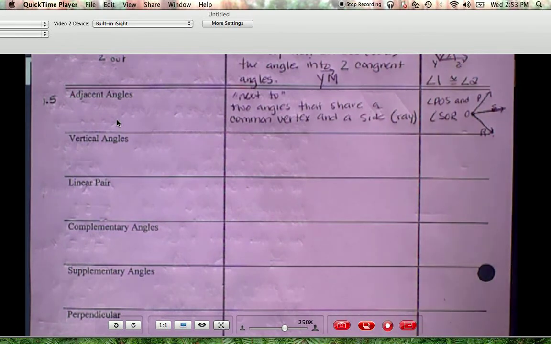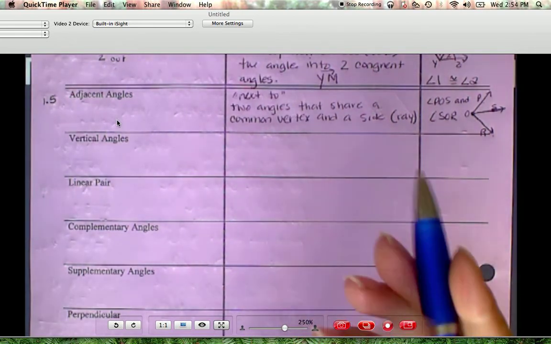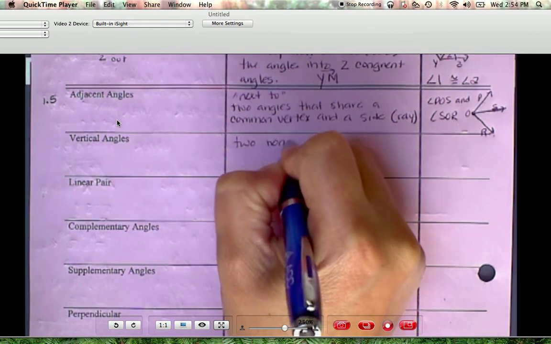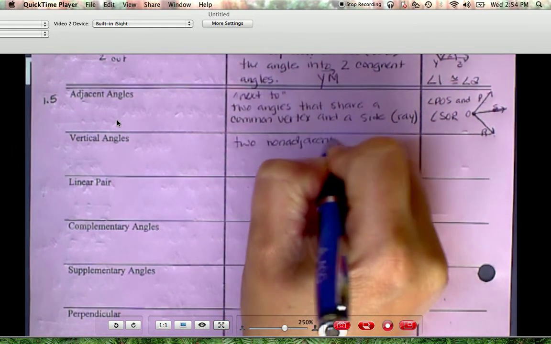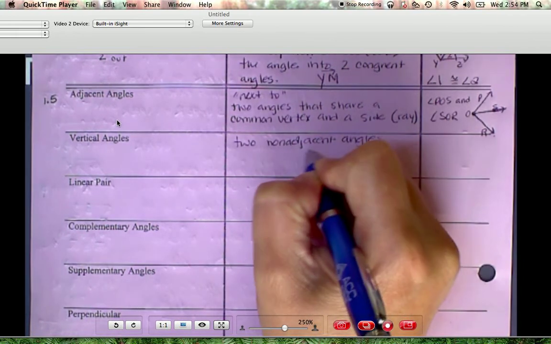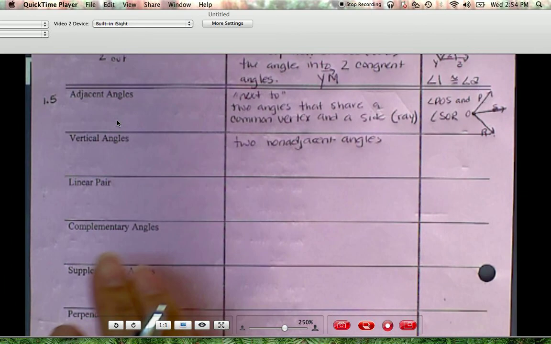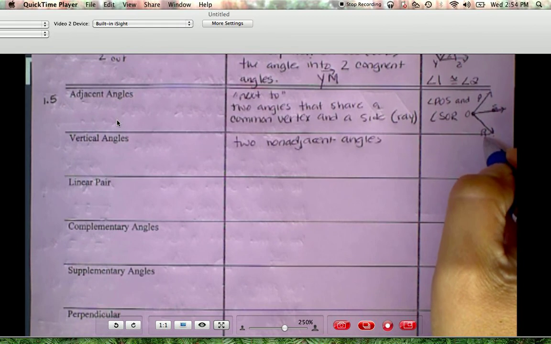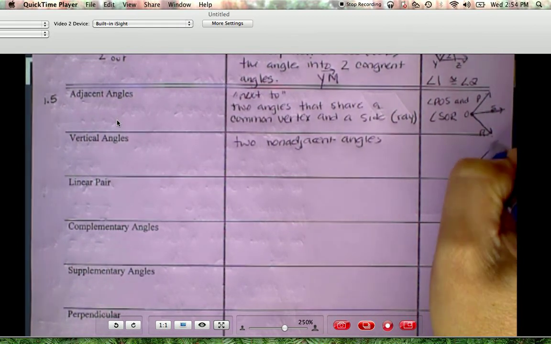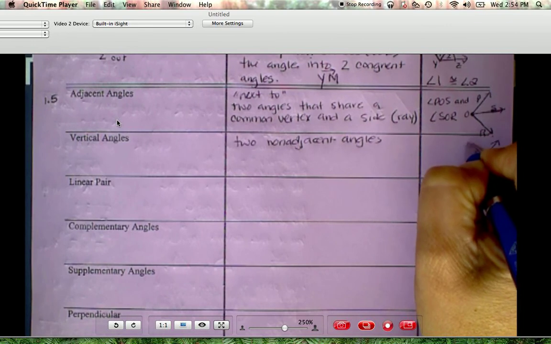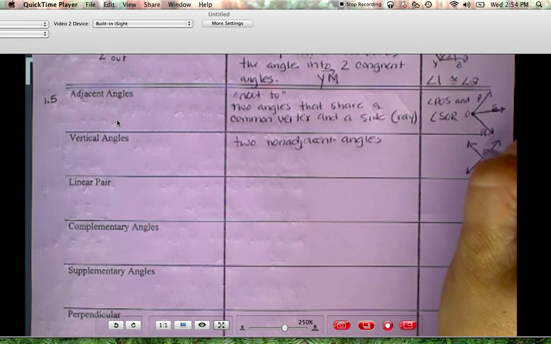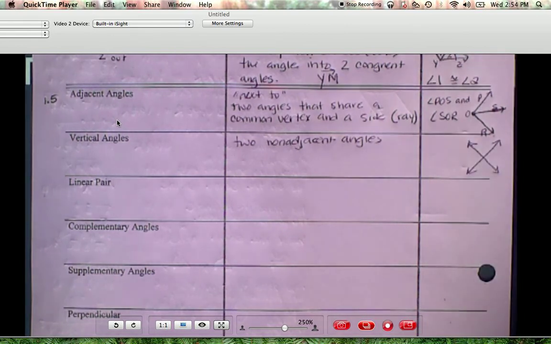That's it. Vertical angles can be contrasted with adjacent angles because vertical angles are two non-adjacent angles. They are angles that are not next to each other. And there's more to it, but let's look at a picture here. If you have two lines that when they intersect form four angles. It's like the intersection of a street. There are 4 yards: 1 yard, 2 yards, 3 yards, 4 yards.